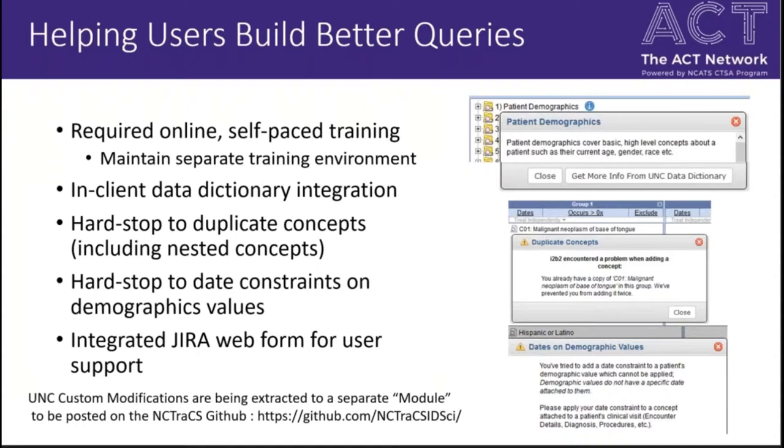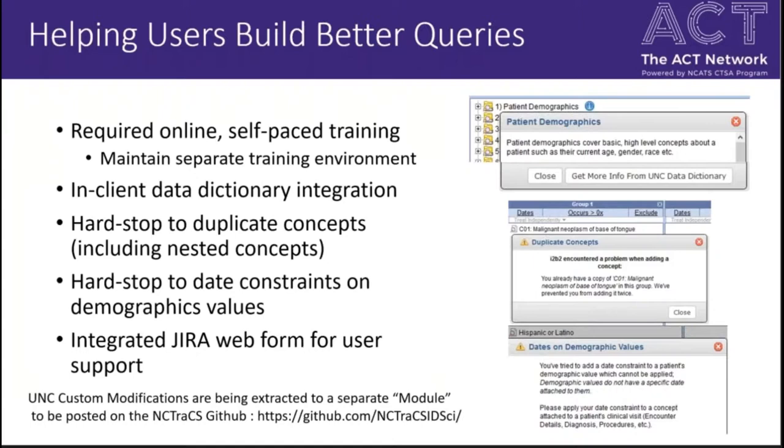And we also put a hard stop to adding data constraints to demographic values, because we saw that when you do that, it's actually querying every encounter associated with the patient, which you don't really need to do. So we have some things, little screenshots of things we've built into the web client, to also alert the users that, hey, we saw you tried to do this, you shouldn't do it, here's why, or this is how you fix it. So that we're not just stopping them from doing something for no reason.